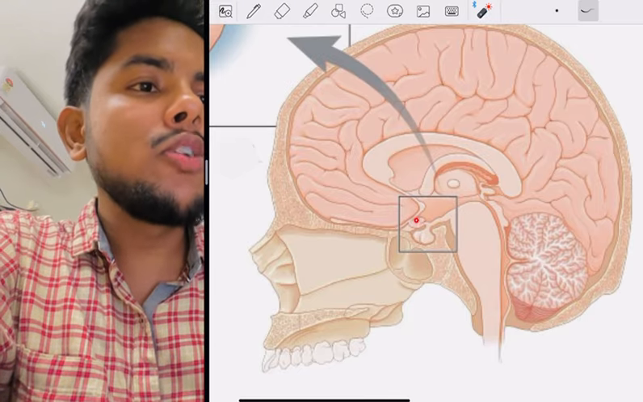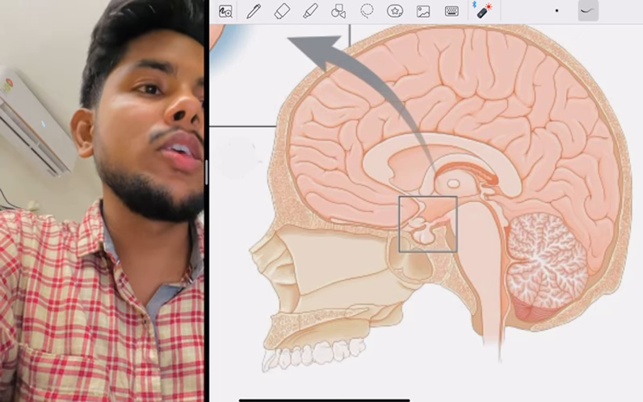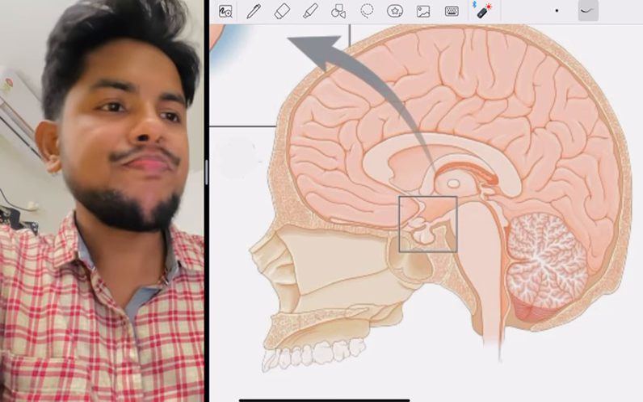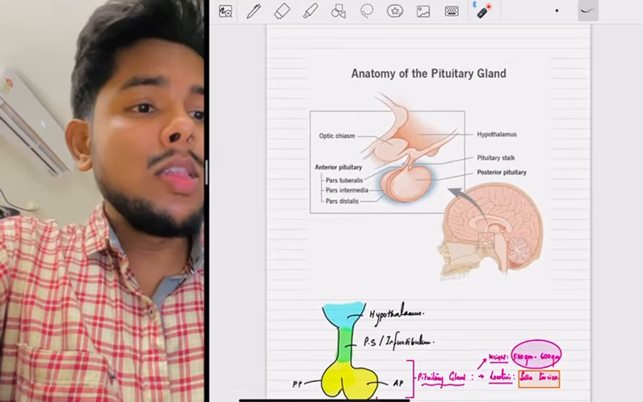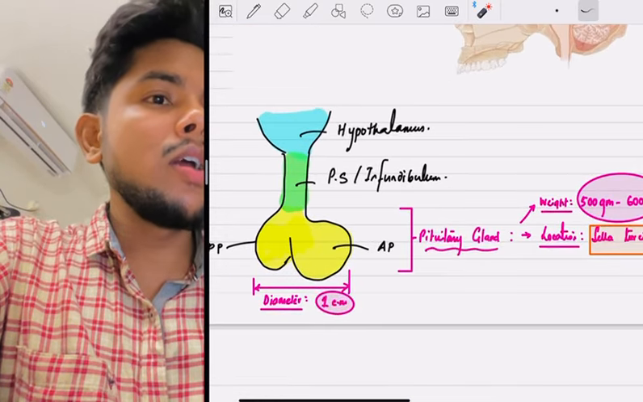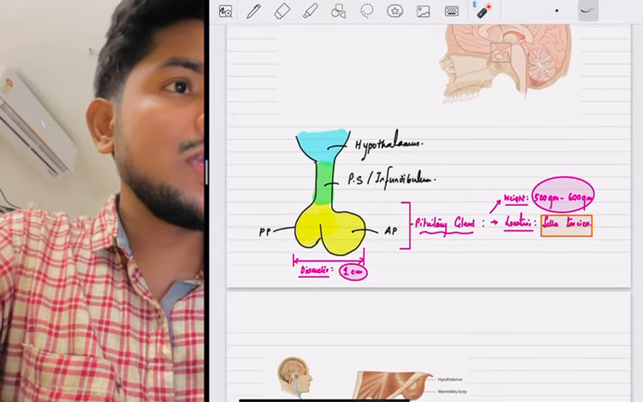Okay, the part over here is the optic chiasma, and this part over here is your mammillary body. I hope I made it clear. Now, this is the same thing over here. It has now the pituitary gland. It is housed. Okay, can you see this?